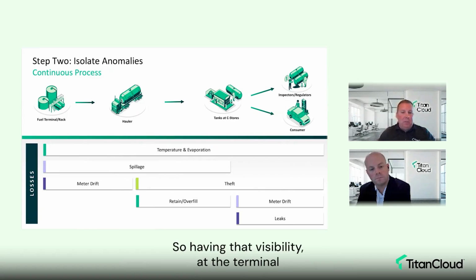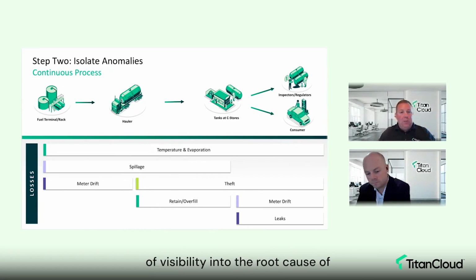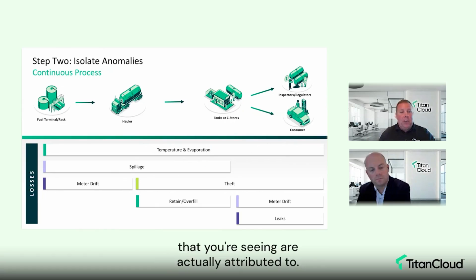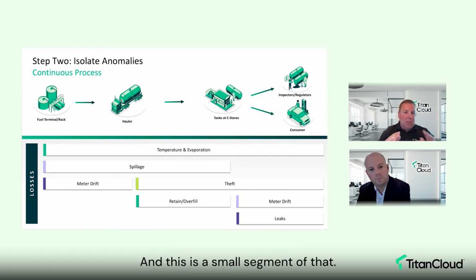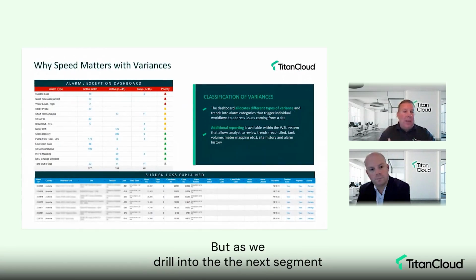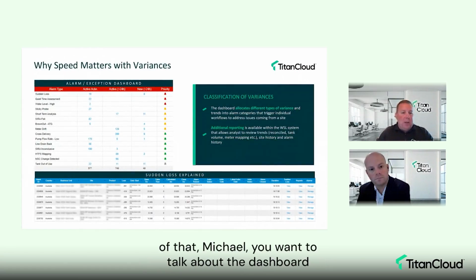So having that visibility at the terminal and at the site is absolutely critical to understand where that loss is coming from. And then theft events that might be happening, right? So it's a broader level of visibility into the root cause of what the remaining variances that you're seeing are actually attributed to. And this is a small segment of that. But as we drill into the next segment of that, Michael, do you want to talk about the dashboard visibility we provide?